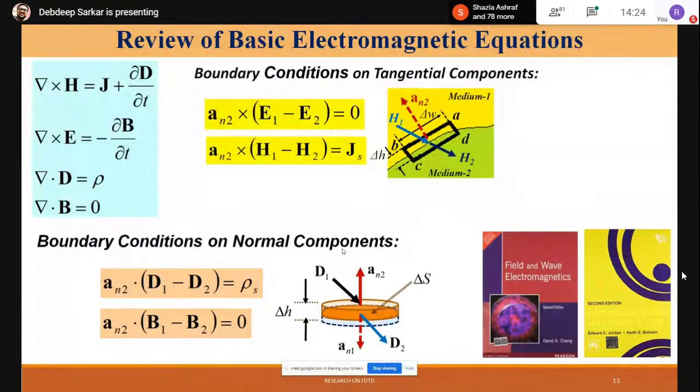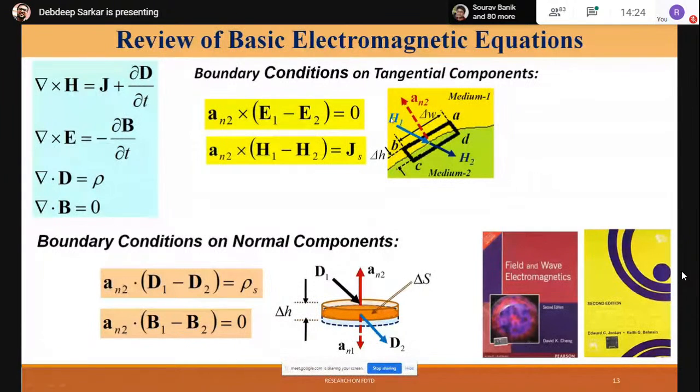We have, let's say, air, and we have a dielectric slab, and we want to model how the electromagnetic wave is actually falling into it and getting scattered, getting transmitted, getting reflected. In order to do that, we need to understand that there are certain boundary conditions that govern the property of the electromagnetic waves inside any medium.